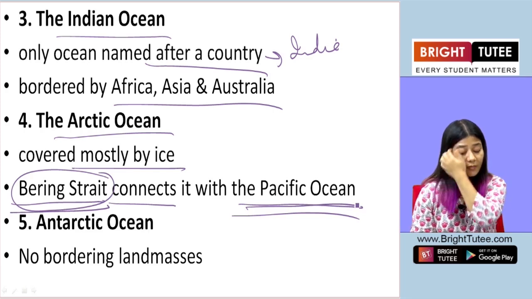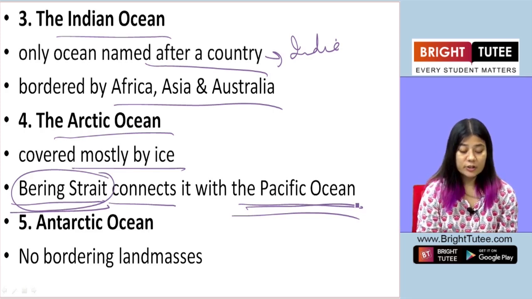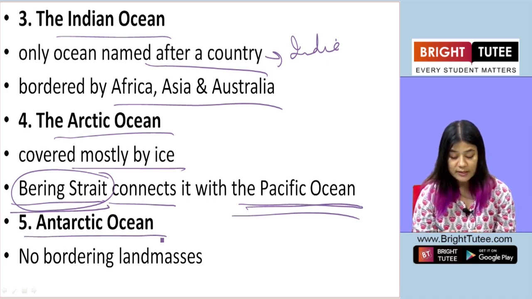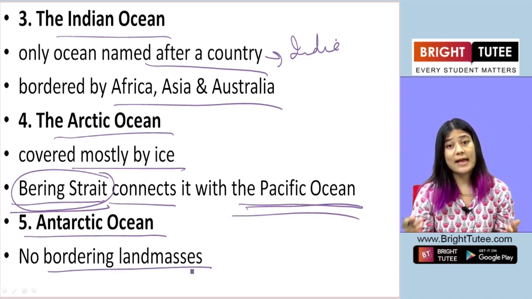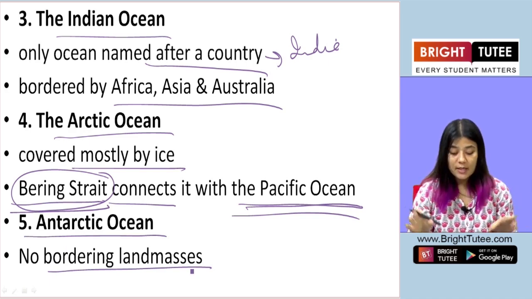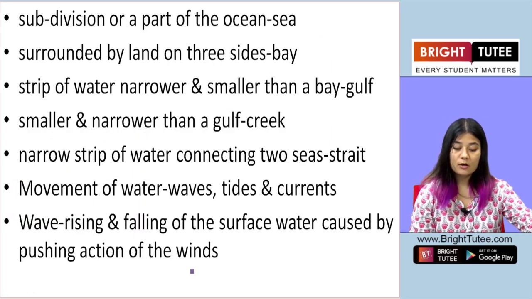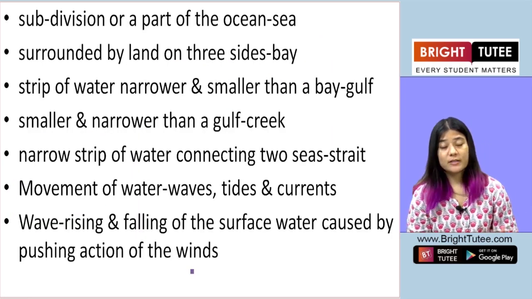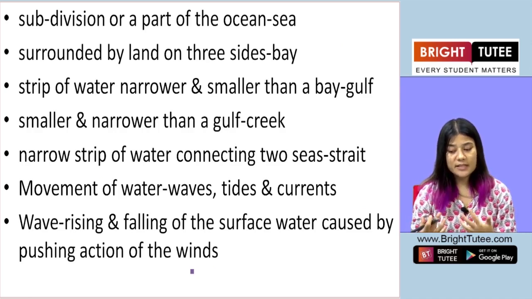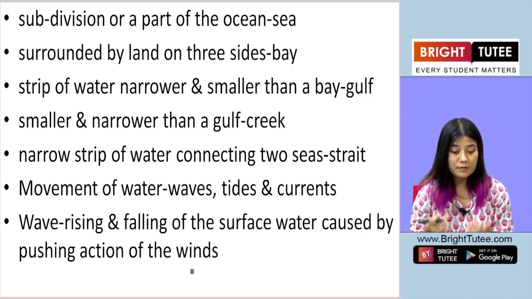Okay. Now the last ocean is the Antarctic Ocean. Now in the Antarctic Ocean there are no bordering land masses, meaning there is no land which borders the Antarctic Ocean. Okay, so these were the 5 main oceans in the world. Now some of the things which we have to remember.